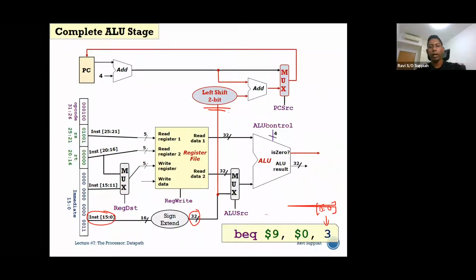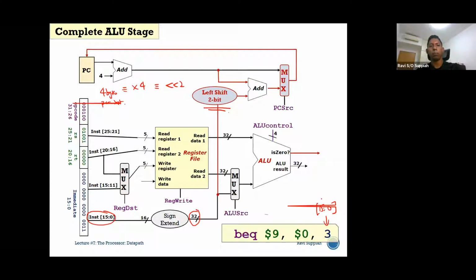Why left shift by 2 bits? Because left shift by 2 is the same as multiplying by 4. And why multiply by 4? Because it is 4 bytes per instruction. So when I say it's 3 lines of code, that means it is equivalent to 12 bytes away, because one instruction line is 4 bytes.